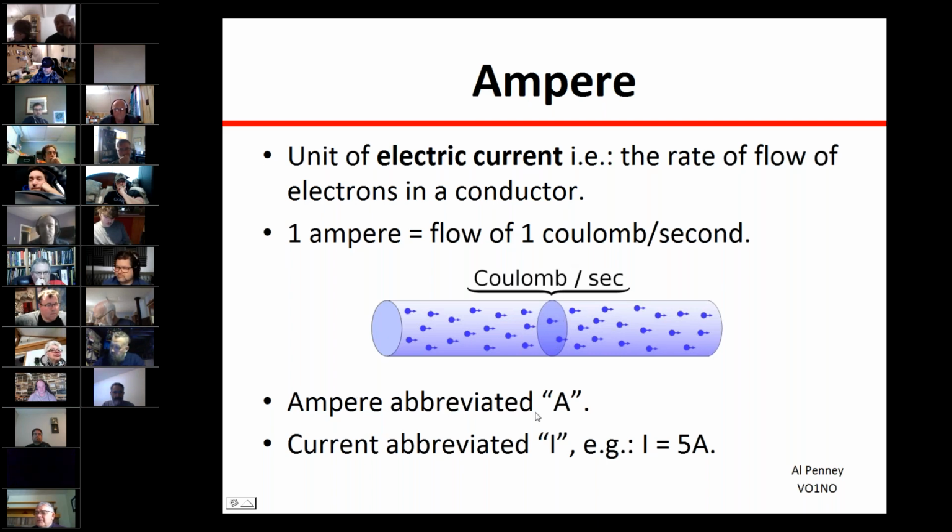Now the ampere is abbreviated A, and it's measured in amperes. Or correction, the ampere is abbreviated A, the current is abbreviated I. So I is current, and I equals 5A would be 5 amps. So current equals 5 amps. Don't ask me why we just don't say A equals 5A. I guess it might be too confusing, but current is abbreviated I, and I is measured in amperes. So I equals 5A, current equals 5 amperes. Everyone good with that?